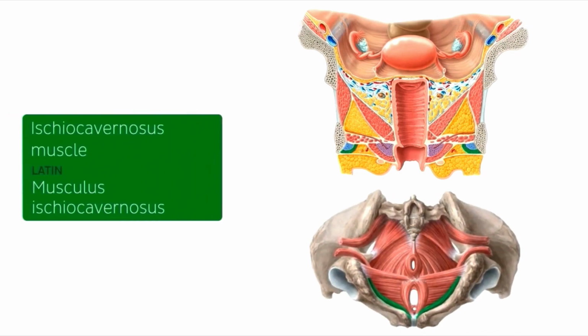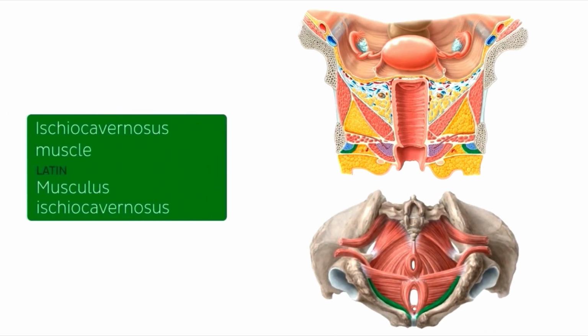And the ischiocavernosus muscle, which I mentioned on the previous slide, arises from the inner surface of the ischial tuberosity and inserts into the crura of the clitoris, which it also covers. The function of the ischiocavernosus is to flex the anus and tense the vagina during orgasm, as we briefly alluded to in the previous slide. And for those of you who already know about these very intricate muscles, some of you will know that Kegel exercises can help tone the ischiocavernosus muscle.